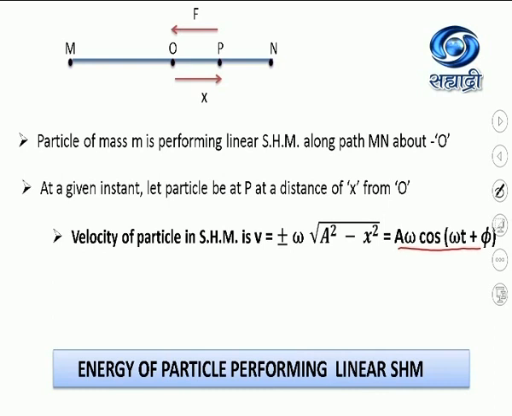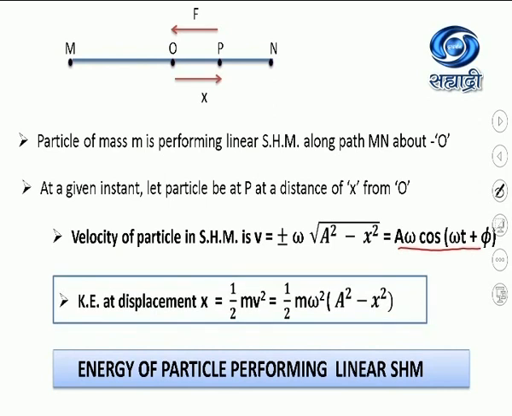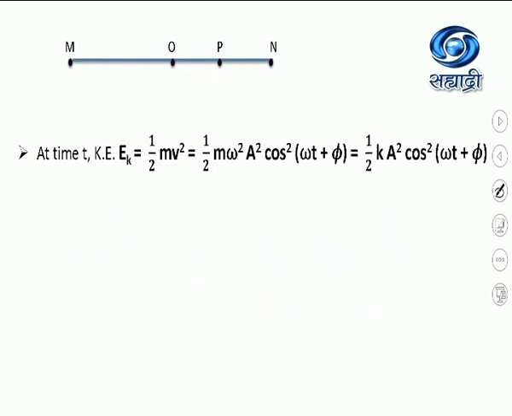As the particle is in motion and possesses velocity, obviously it possesses kinetic energy. So the kinetic energy of a particle at any position, that is at any displacement x, is half m v square. So v is substituted over here. After substituting, we get kinetic energy in terms of displacement as half m omega square in bracket a square minus x square. This m omega square can also be substituted as k, where k is the force constant.